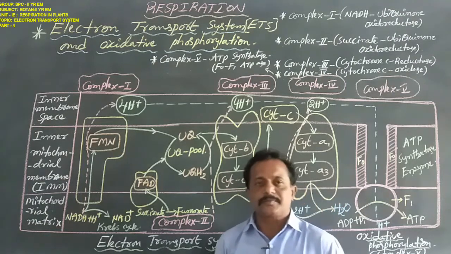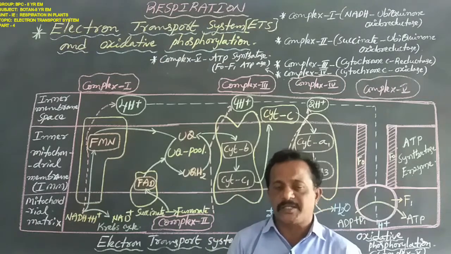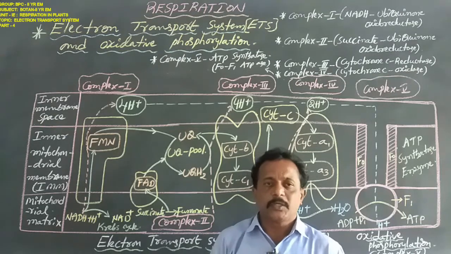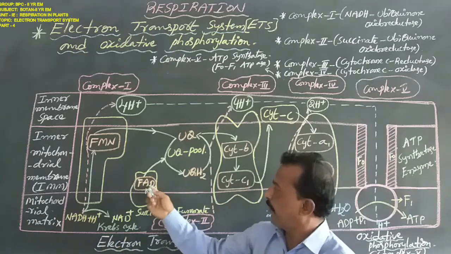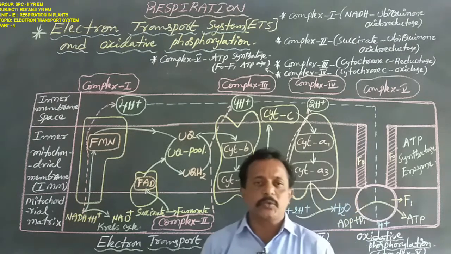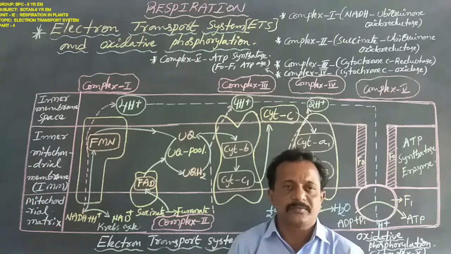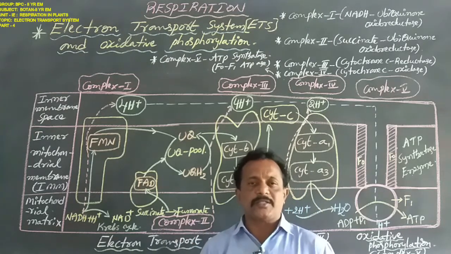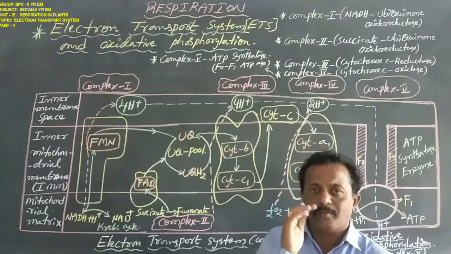In previous classes we discussed in detail the glycolysis reactions and the Krebs cycle reactions. In glycolysis and in the Krebs cycle, some amount of NADH2 and FADH2 is formed. These NADH2 and FADH2 store a high amount of energy. This energy is released with the help of electrons and protons, finally to make ATP molecules.